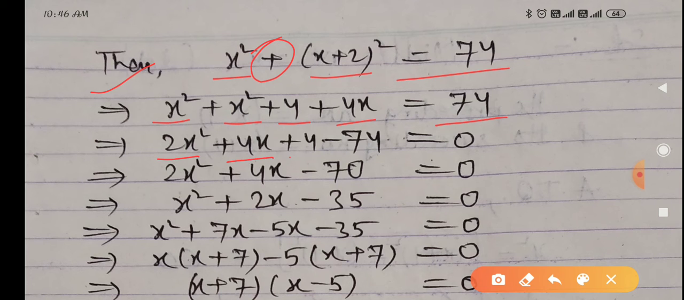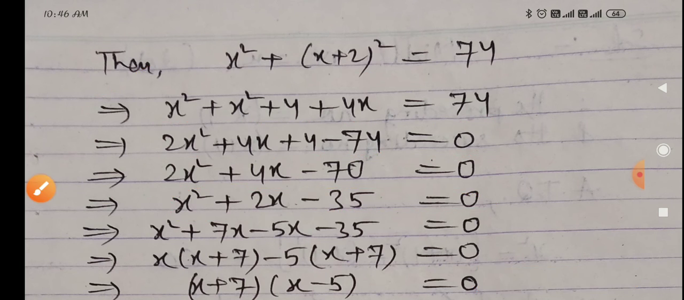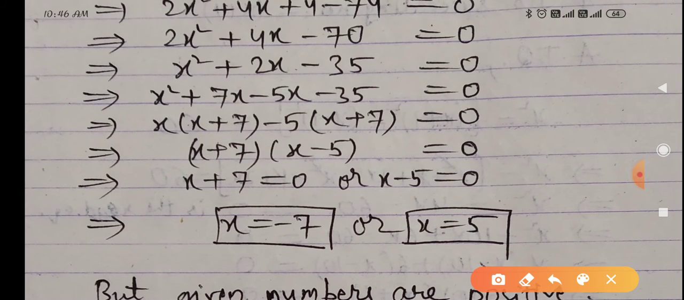2x square plus 4x plus 4 minus 74 is equal to 0. 2x square plus 4x minus 70 is equal to 0. 2 is common, so by taking 2 you are getting x square plus 2x minus 35 is equal to 0, which is the required quadratic equation. Solve this quadratic equation. So x square plus 7x minus 5x minus 35 is equal to 0.